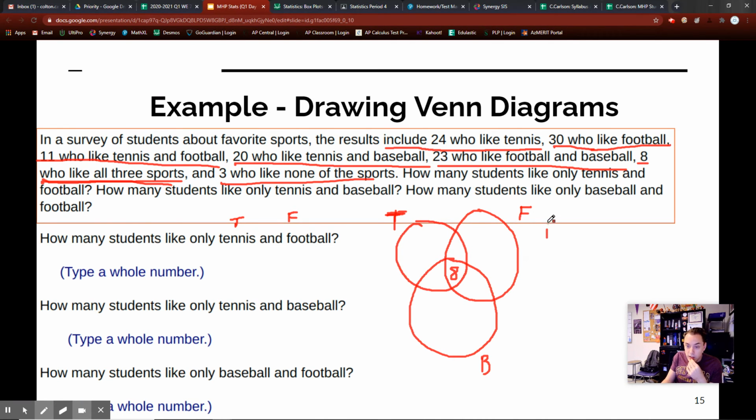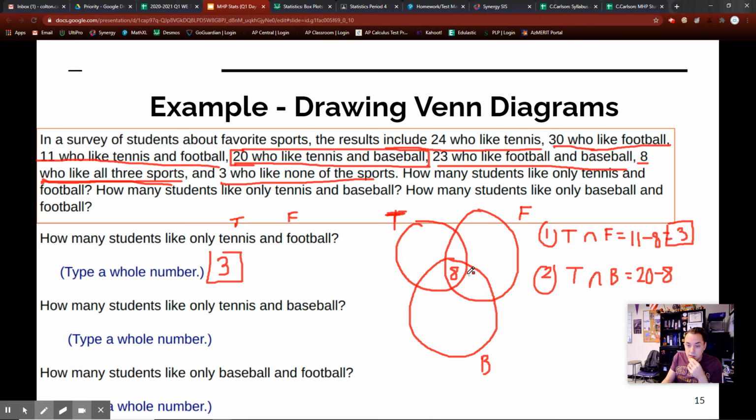So what we need to do for this first one is actually take tennis intersection with football, and that is just going to be 11 minus what they all have in common, which is 8. So who likes tennis and football? Type a whole number, it is 3. Okay? What about tennis and baseball? Who likes tennis and baseball? 20 like tennis and baseball right here. So for the second one, tennis and baseball, it's going to be 20 minus 8. So 3 like it right here, what I just had, 3. So total, it gives you 11. And then tennis and baseball, this is 20 minus 8, which is going to be 12.